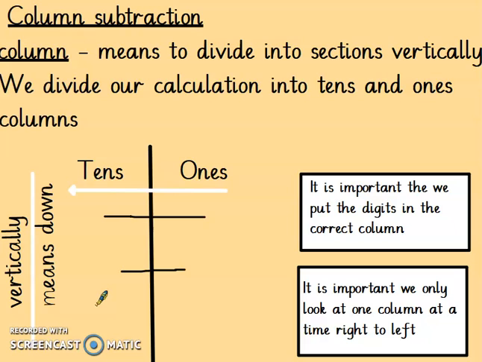It's important that we put the digits in the right column so that they're not all getting jumbled up. And it's important that we only look at one column at a time or we'll get confused. Where do we start? Tens or ones? That's right, we always start in the ones column and then we work our way left.